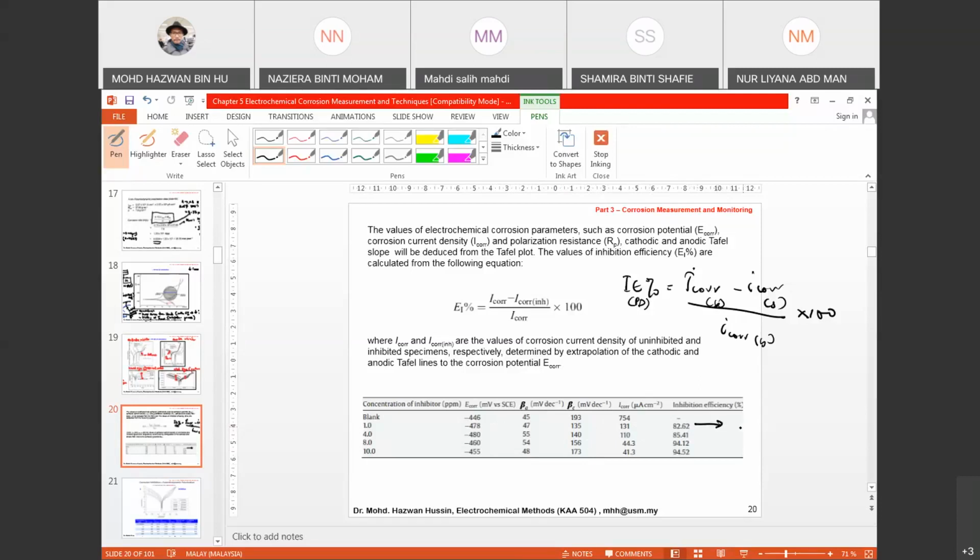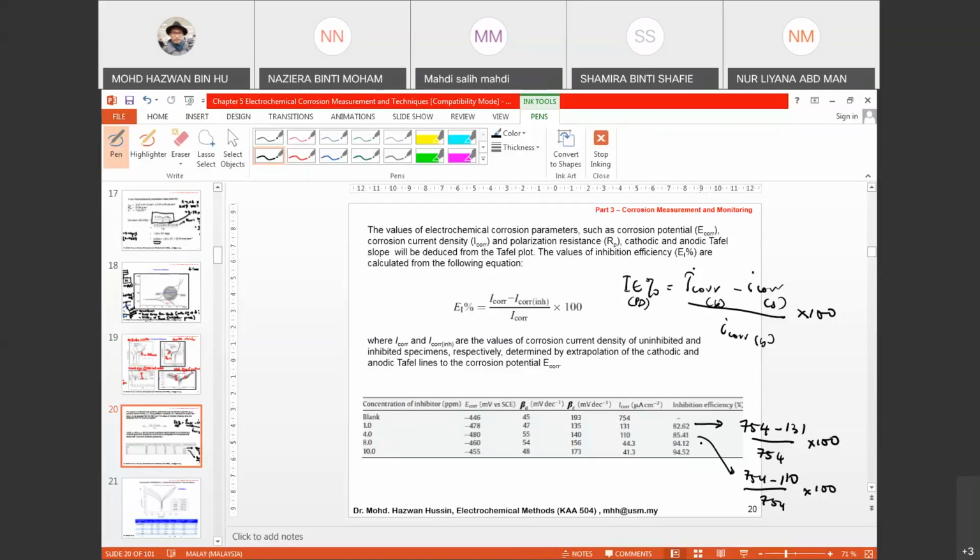You can calculate the inhibition efficiency at 1 ppm, for example, like this one. So I just show you how you can calculate. 754 minus 131 over 754 multiplied with 100, then you will get 82.62. The rest will be the same thing. For example, like this one, you can calculate 754 minus 110 divided by 754 multiplied with 100.